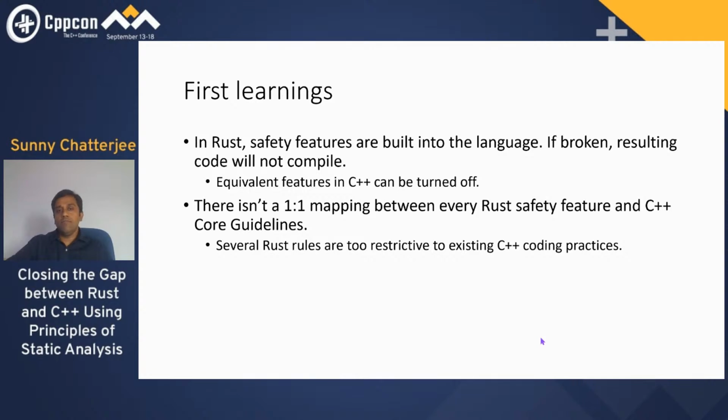And the second learning for me was there isn't necessarily a 1:1 mapping between every Rust safety feature and C++ core guidelines. And that's by design. Several Rust rules are restrictive for existing C++ coding practices. And our objective was not to just copy every Rust rule in C++.